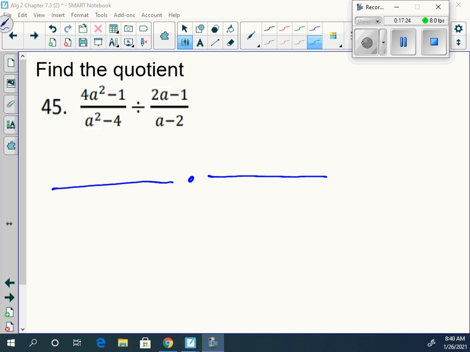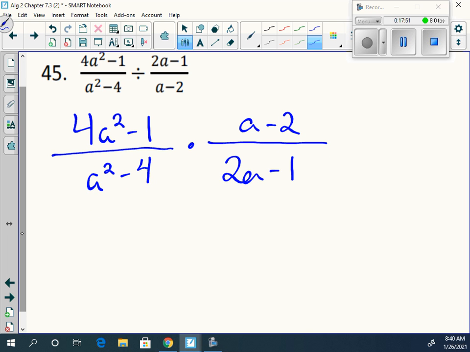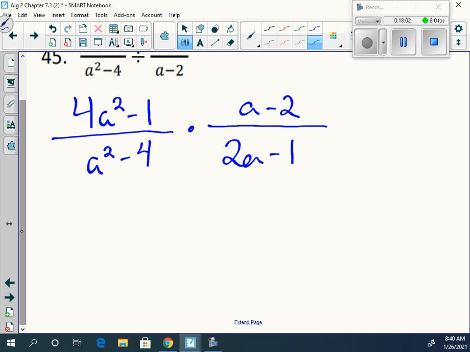Now, when we look at this here, we have something a little bit stepped up, especially some of the factoring is a little bit harder than what we did on the previous one. Yes? But before we get into it, we're going to change it to multiplication. Because 4a squared minus 1 and a squared minus 4, well, those don't change. The second one, we are going to flip it. Since 2a minus 1 was on top when we were dividing, it is now going to be on bottom. Since the a minus 2 was on bottom, it is now going to be on top. Okay.